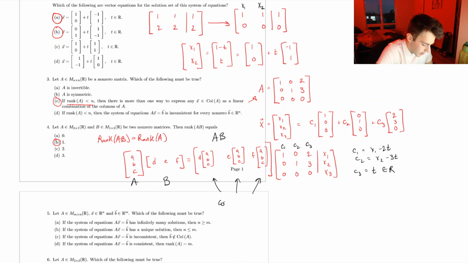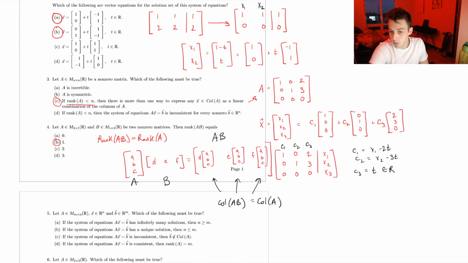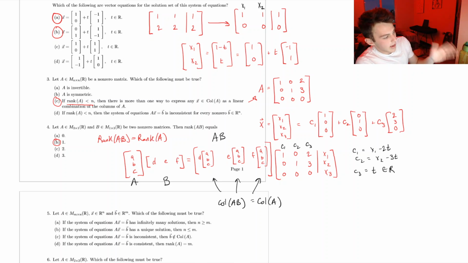What that's telling us is that the column space of AB, or the span of the columns of AB, is equal to the span of the columns of just A, right? Since the columns of AB are all just scalar multiples of A. And we know that rank and column space are very related, because the dimension of the column space, or how many vectors we have in the basis for the column space, is equal to the rank. So that's how we can show that rank AB is equal to rank A. And then again, since A is a 3x1 matrix, it'll either be 0 or 1. We know it's a non-zero matrix, so the answer must be 1 here.